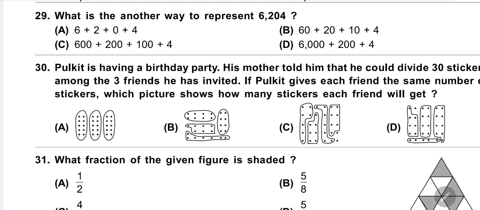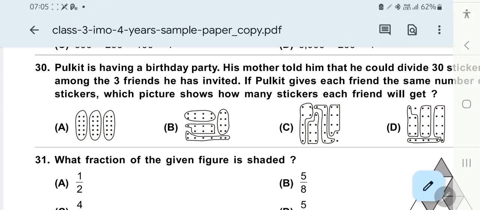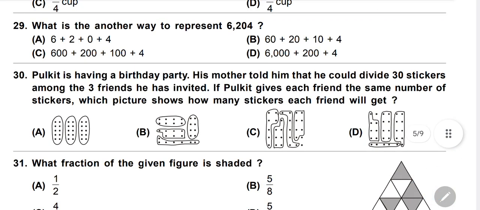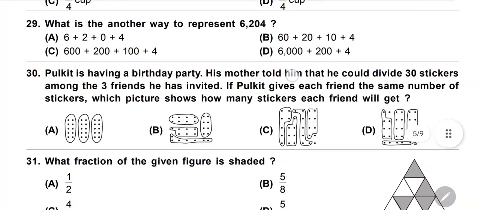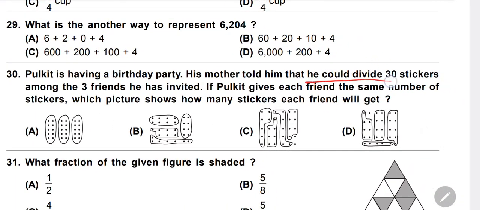If Pulkit gives each friend the same number of stickers. Okay, so stickers are there. 30 stickers. Which picture shows how many stickers each friend will get? It means he could divide 30 stickers among the 3 friends.